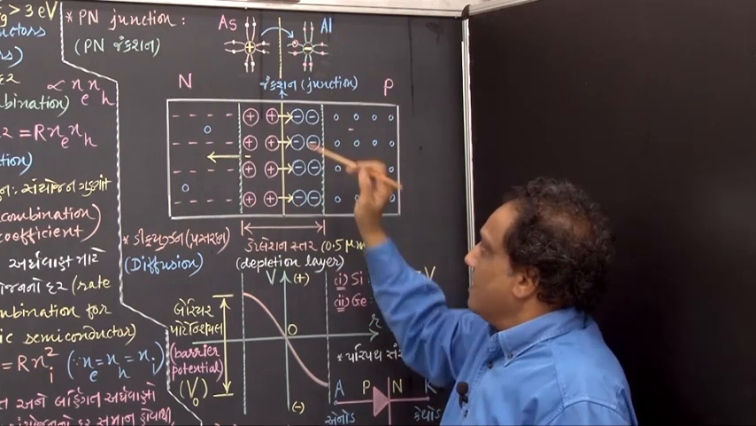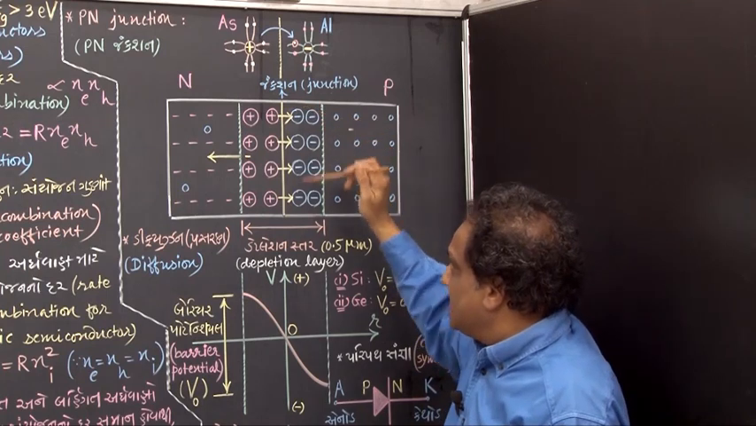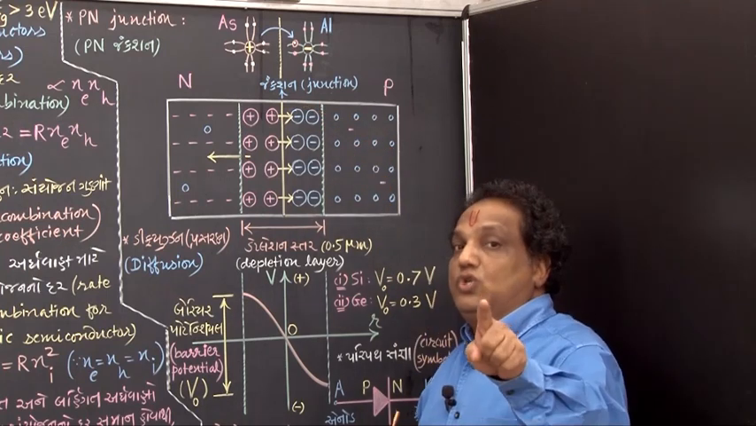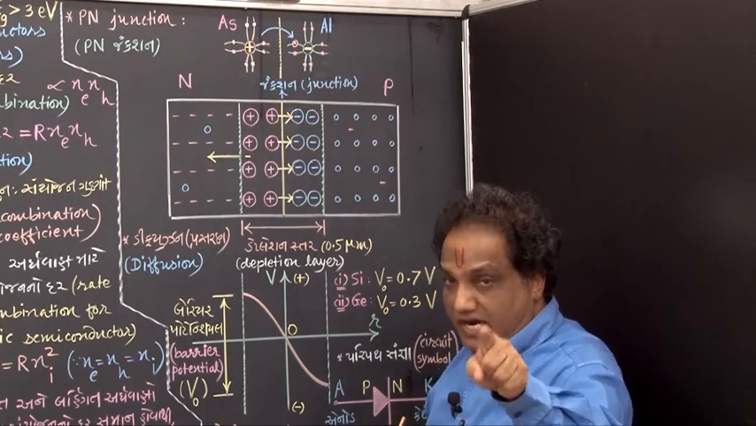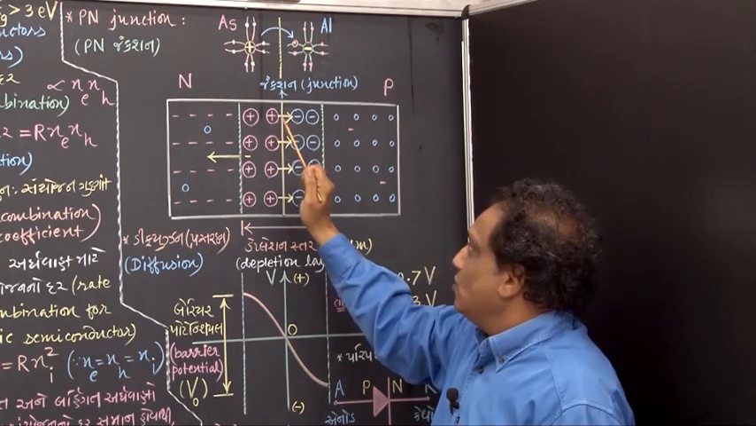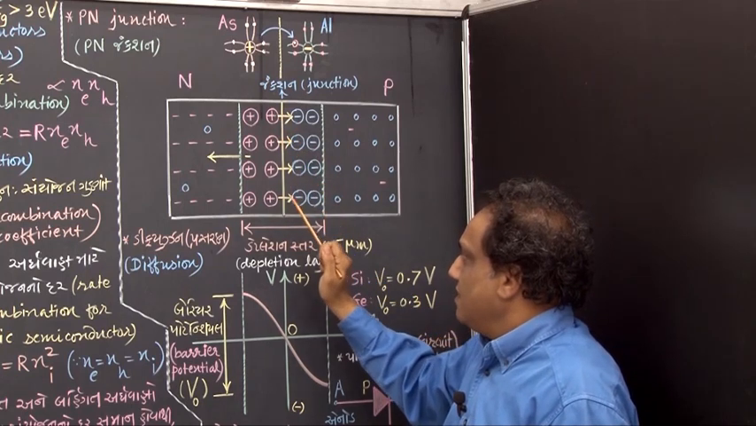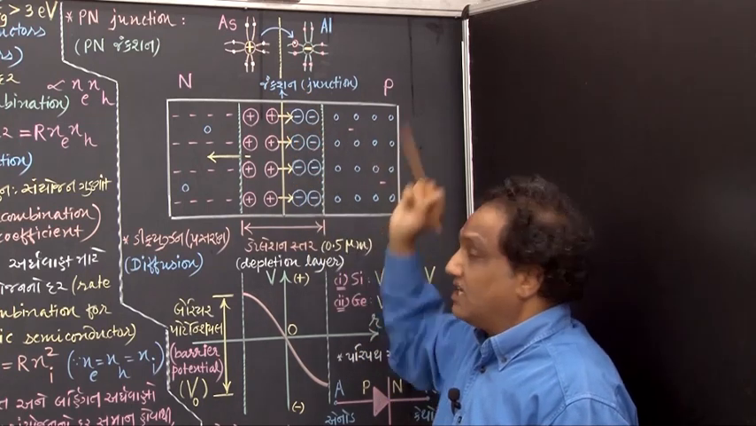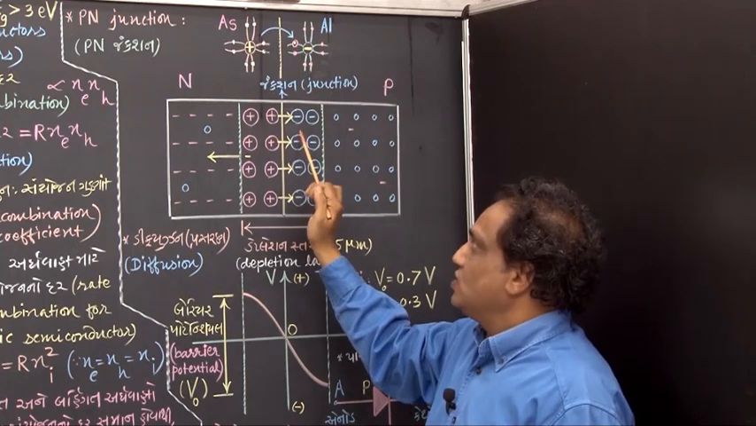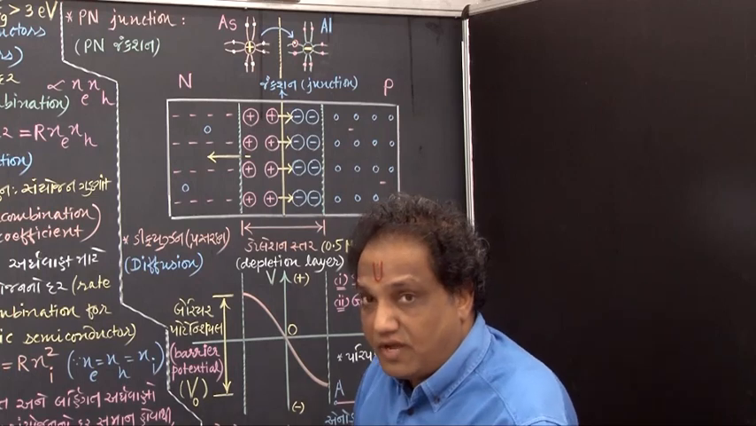Now tell me, this part achieves positive potential, this part achieves negative potential, so you will have an electric field generated between this positive and this negative part, and those electric field lines I am showing by these arrows, correct? These arrows indicate the electric field generated between these two parts, okay? Now tell me, during diffusion what happens?